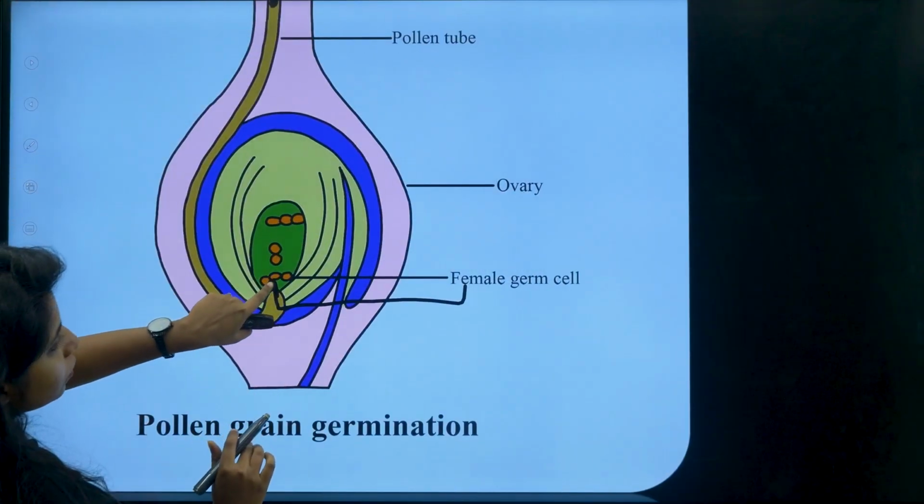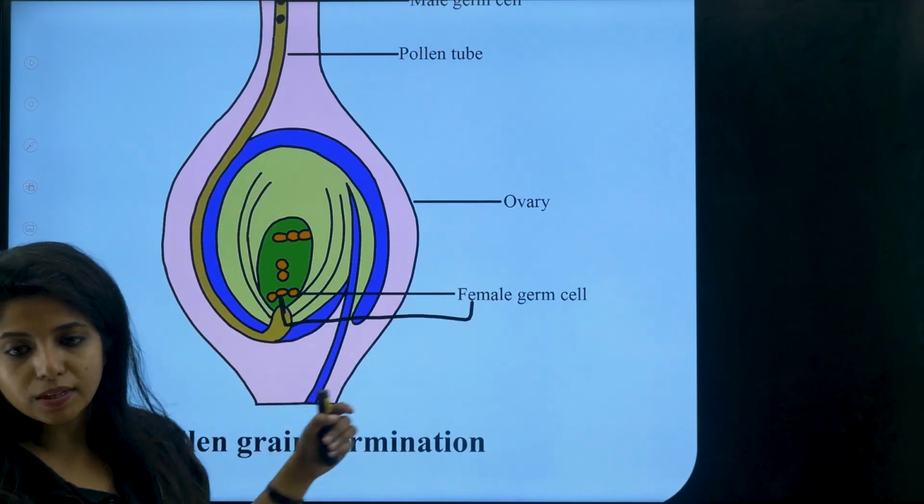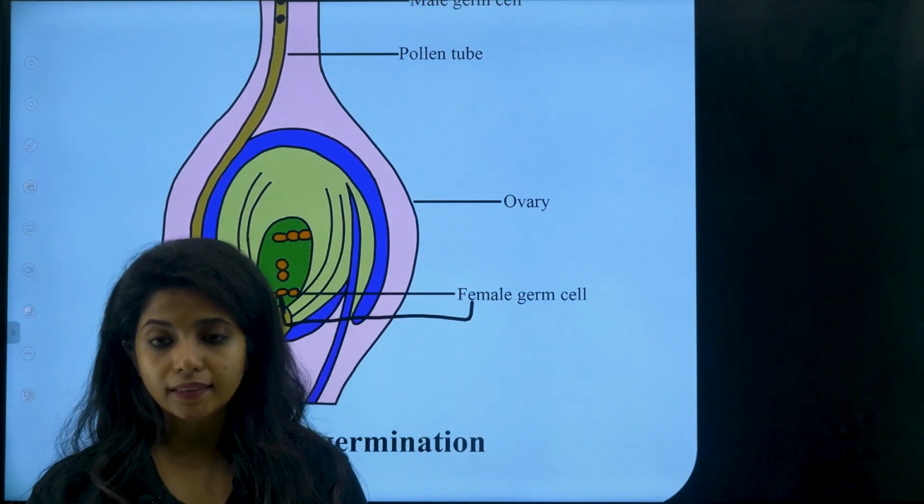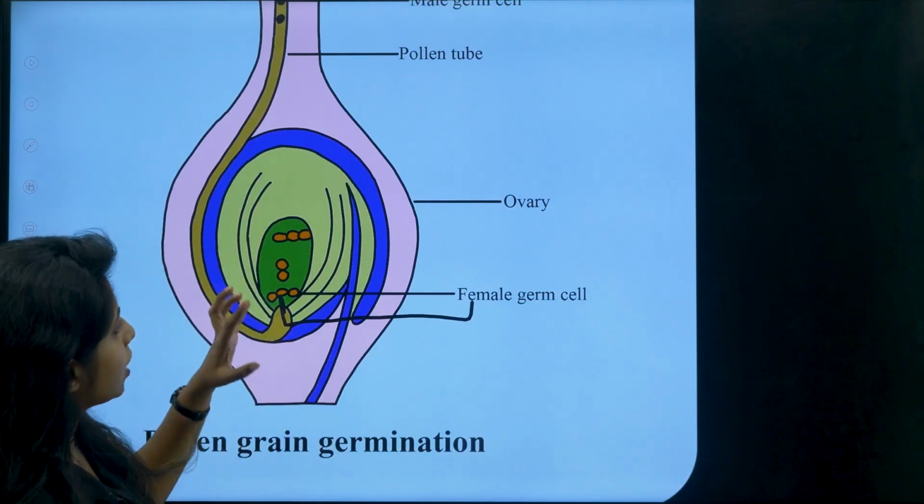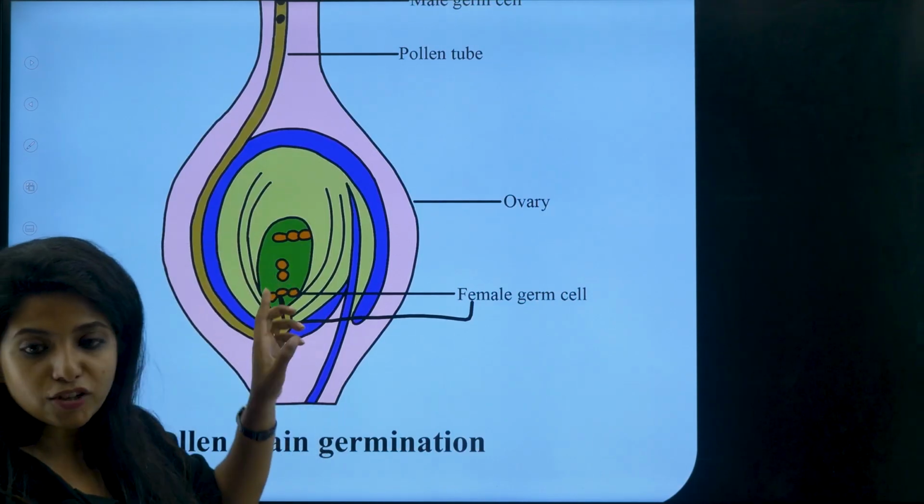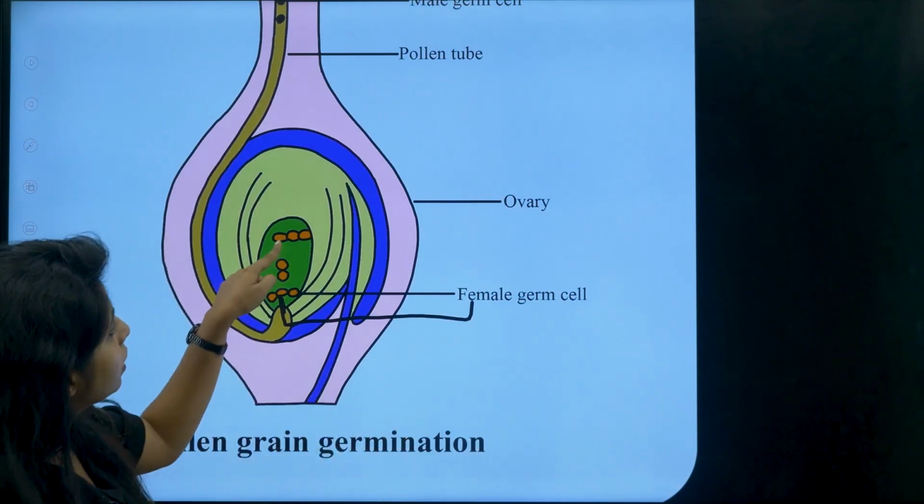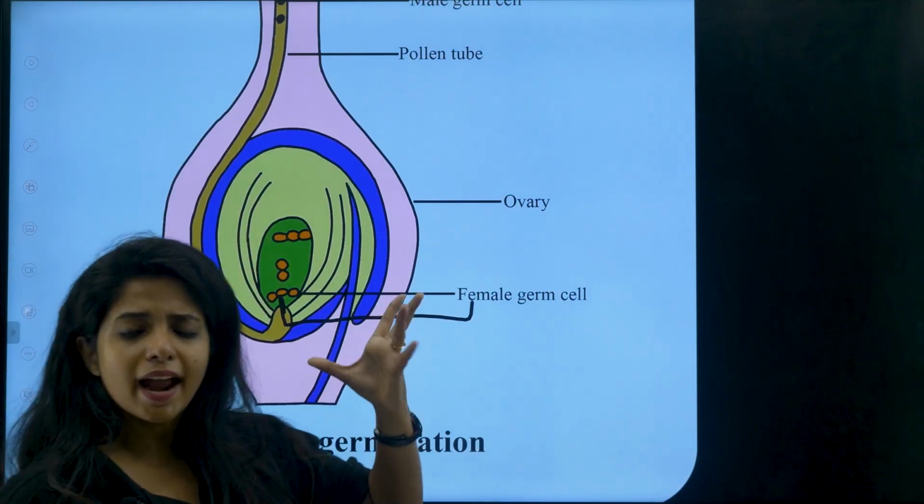So this particular cell over here, what is this? The female germ cell, and around it there will be two more cells which you call synergids. Okay, they are cells only, they are different, they are just there. Over here there are two nuclei, just nuclei, they have not formed cells, so there are two polar nuclei. And over here there will be another set of cells which you call antipodal cells.